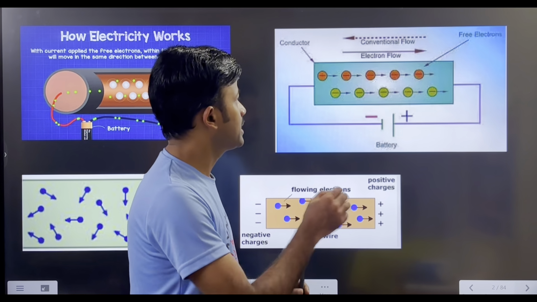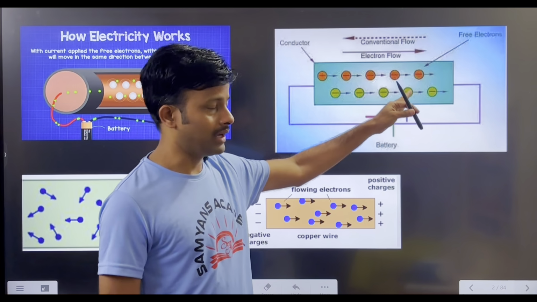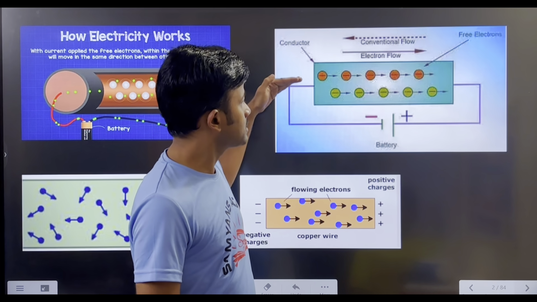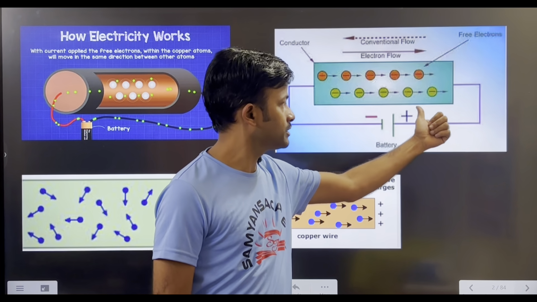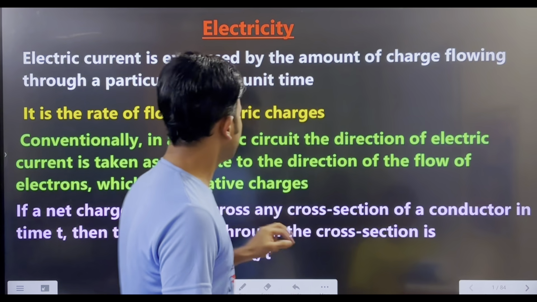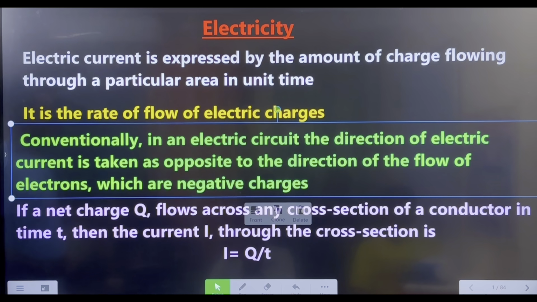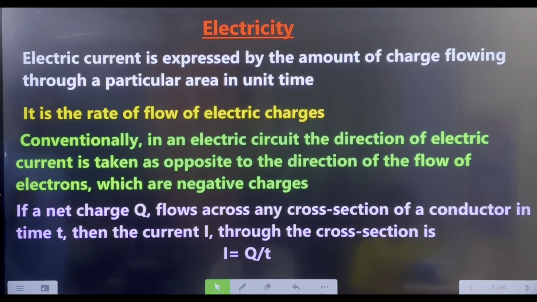Then the conventional current direction you have to take is opposite to the direction of the flow of electrons. So electrons are moving from negative to positive, then current is moving from positive to negative. In this way, you have to take the direction of the electric current. Conventionally, the direction of electric current is taken as opposite to the direction of flow of electrons, which are negative charges.